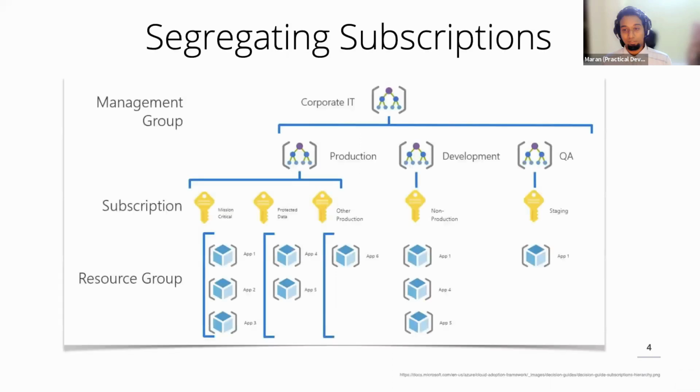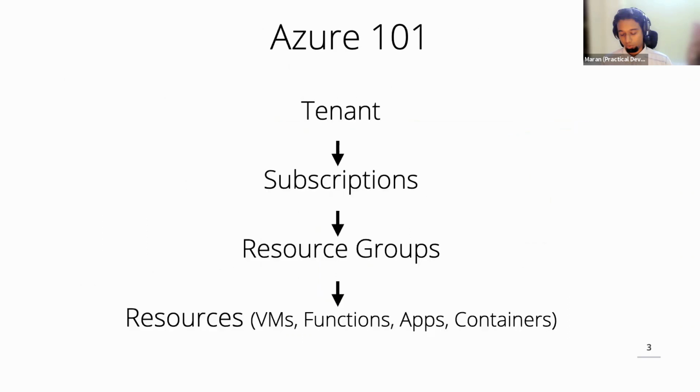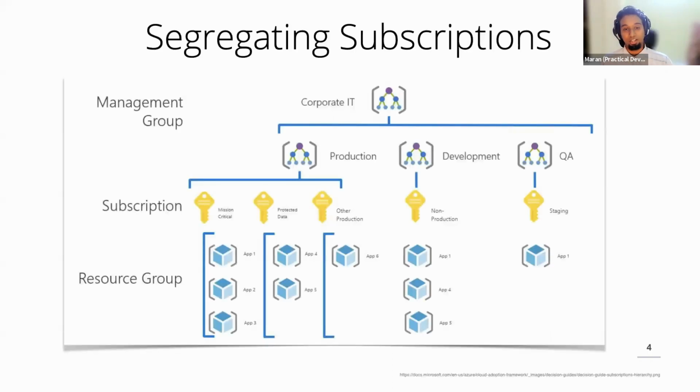Now, first and foremost, the first security thing that we're going to see from a security perspective is something called a management group, right? A management group is the top level resource. It exists inside your tenant. If I go back to the previous slide, the tenant contains a management group. And between those subscriptions, there's something called a management group that is not here in the Azure 101 slide, but it is here in the second slide where we're talking about segregating subscriptions.